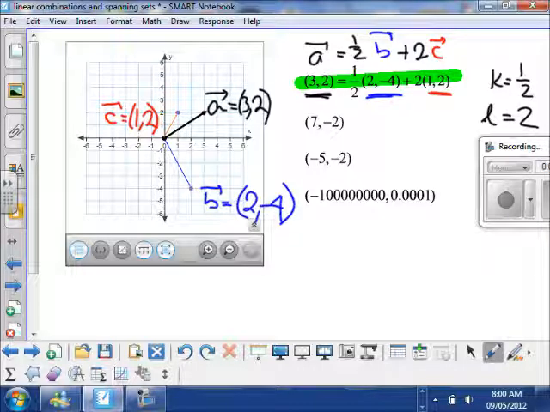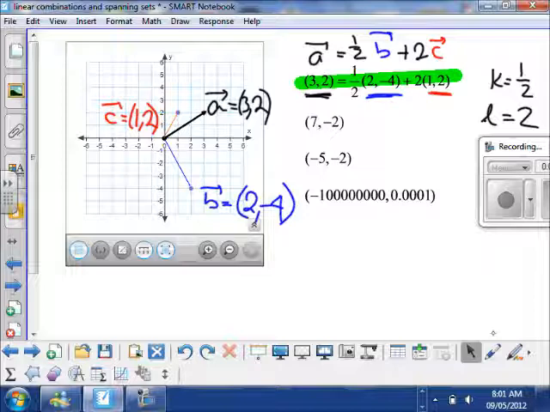Good. Now let's make sure that my algebra is correct. You know, I have a hard time with my algebra. So I have to check that 3 equals 1 over 2 times 2, that's 1, plus 2 times 1, that's 2, 2 plus 1 is 3. My x coordinate is okay. My y, 2, needs to equal 1 over 2 times negative 4, so that's negative 2, plus 2 times 2, that's 4. Minus 2 plus 4, that's 2. So yes, both x and y are correct. Beautiful. Algebraically, life is good.